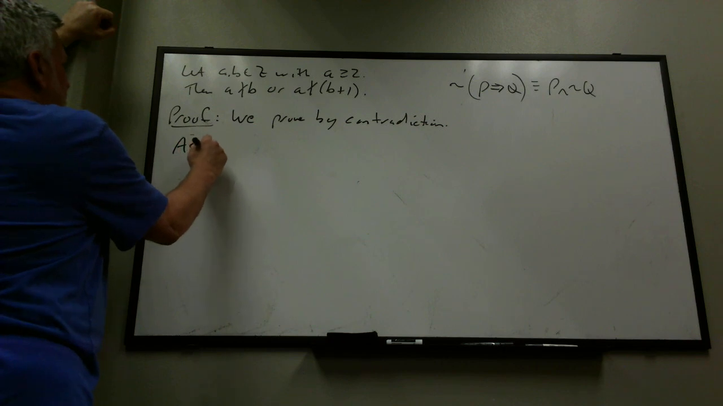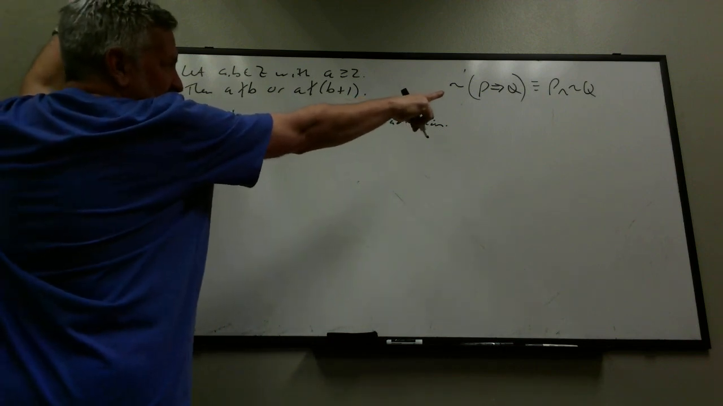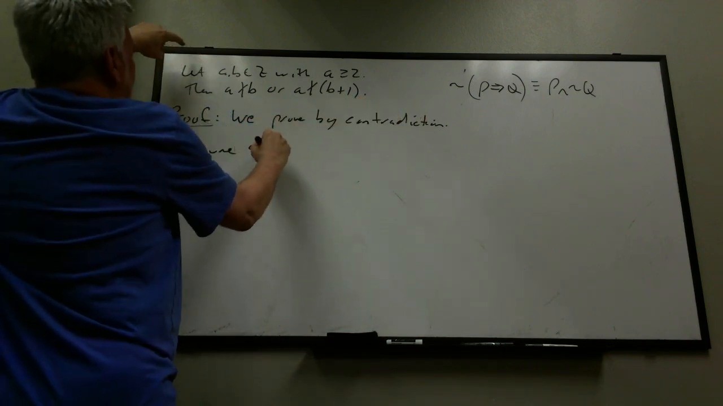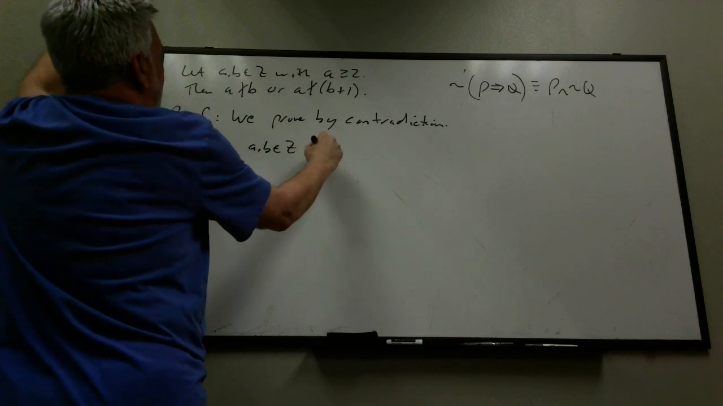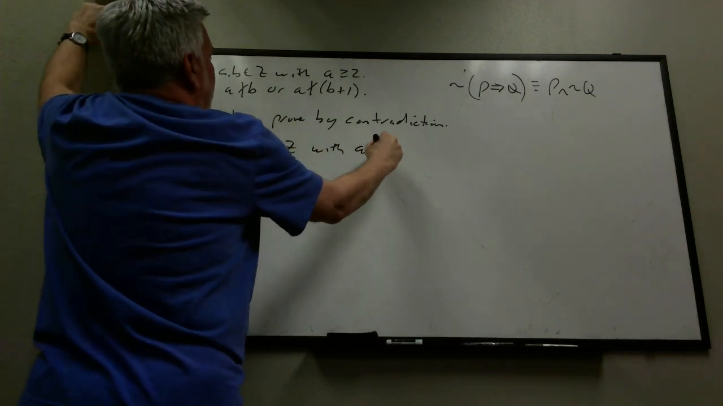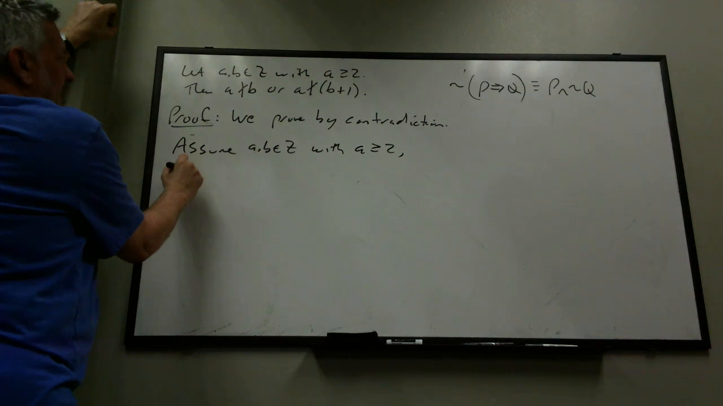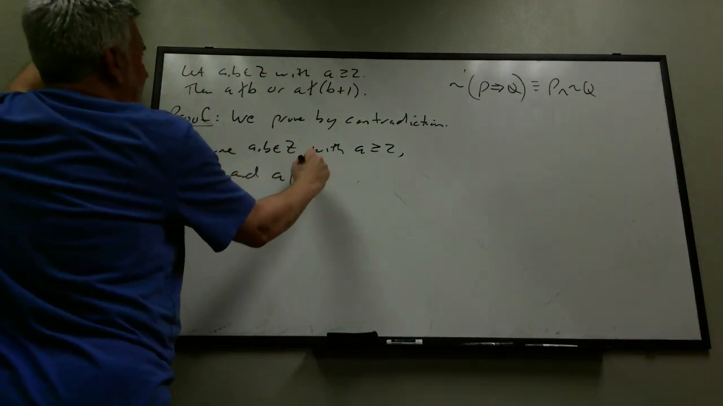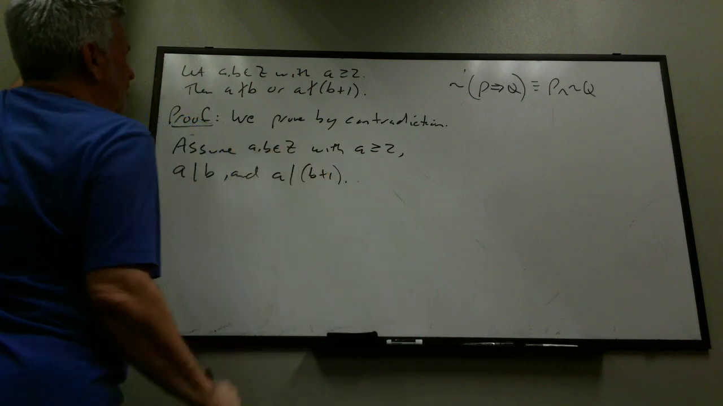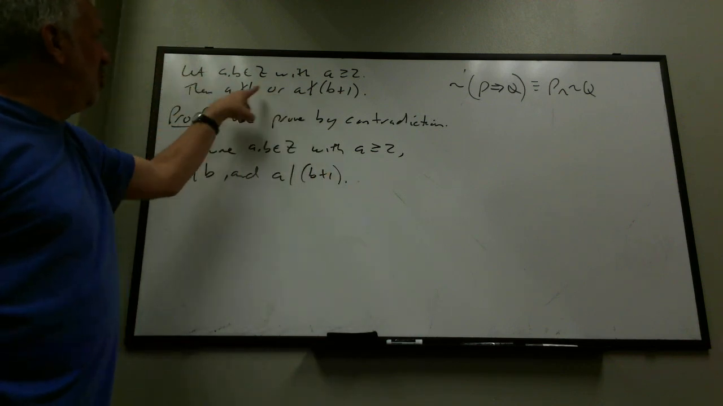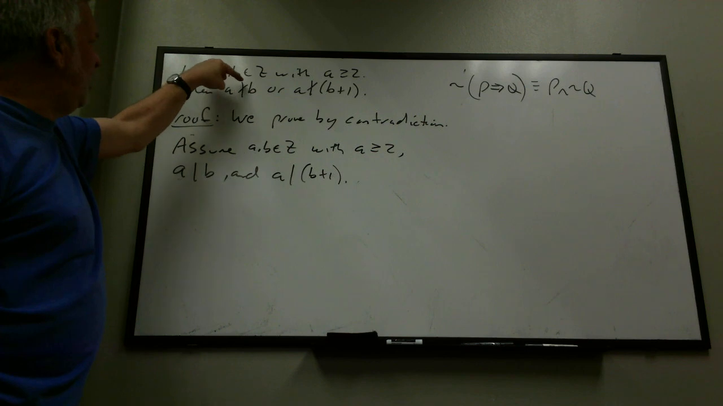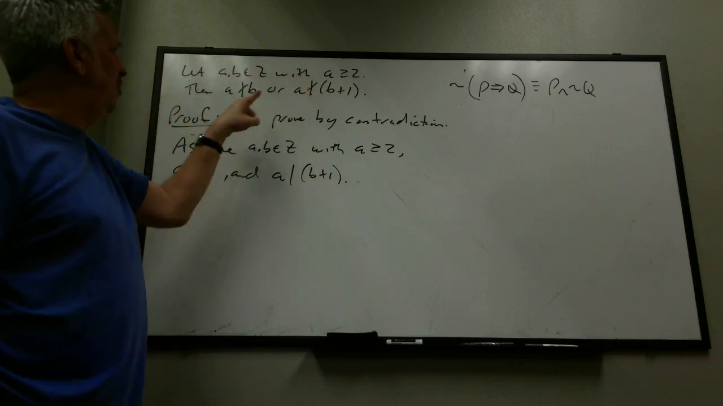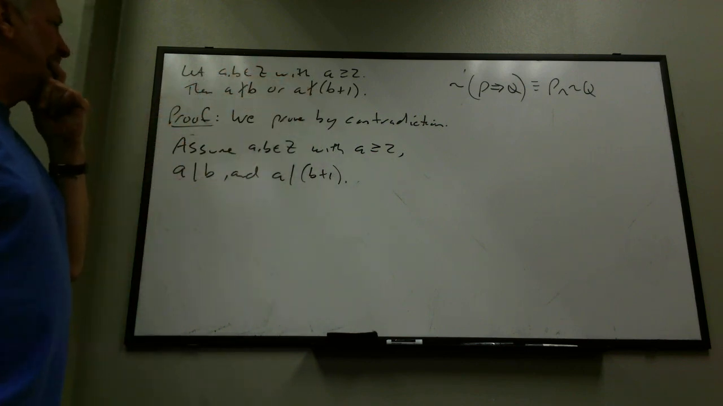So we're assuming the negation holds. So assume A and B are integers with A greater than or equal to 2, A divides B and A divides B plus 1. Remember, the negation of an OR statement by De Morgan's is A does not divide B and A does not divide B plus 1. So you negate those and change the OR to an AND.